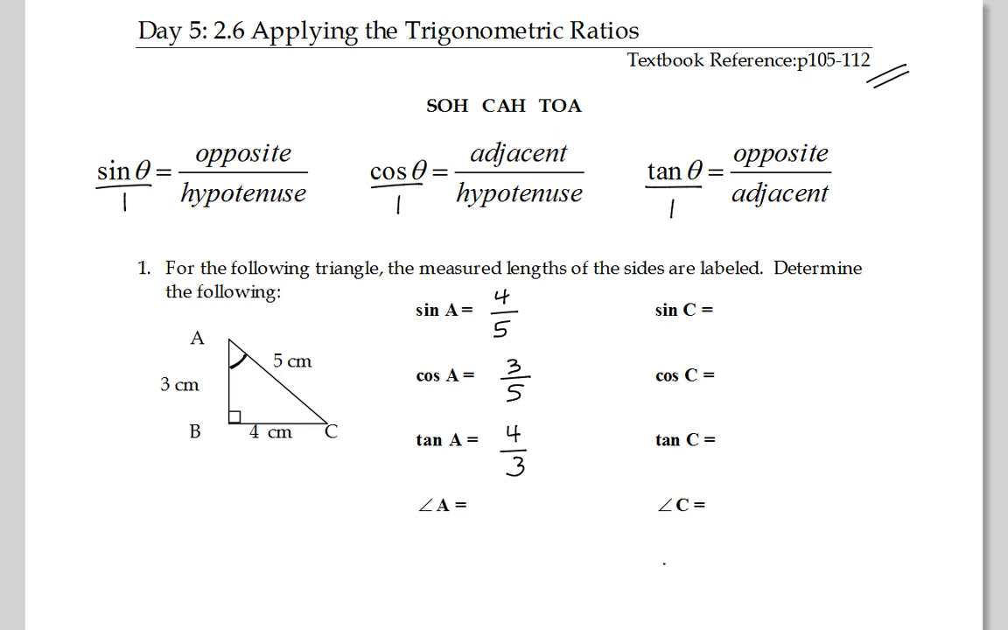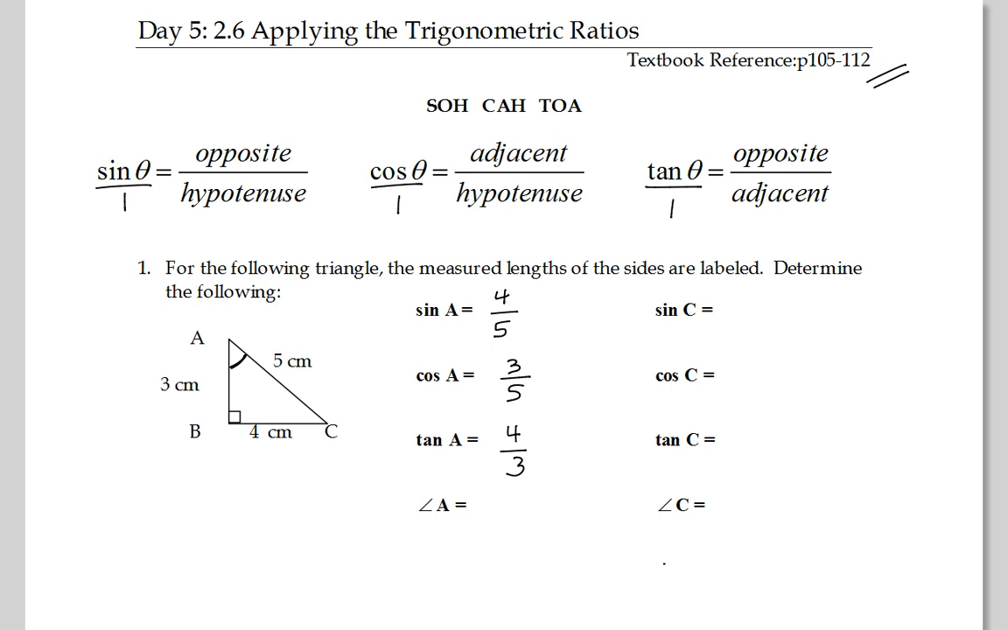If you look at these ratios, tangent's the only one that allows you to have the numerator larger than the denominator. For sine and cos, the denominator has to be the hypotenuse, the biggest side. So you'll always have proper fractions for sine and cos and improper for tangent. It doesn't have to be improper for tangent, but it could be.